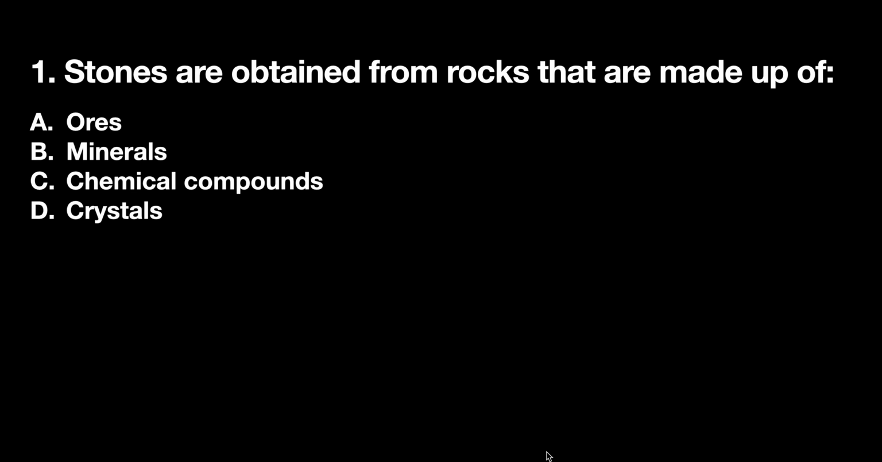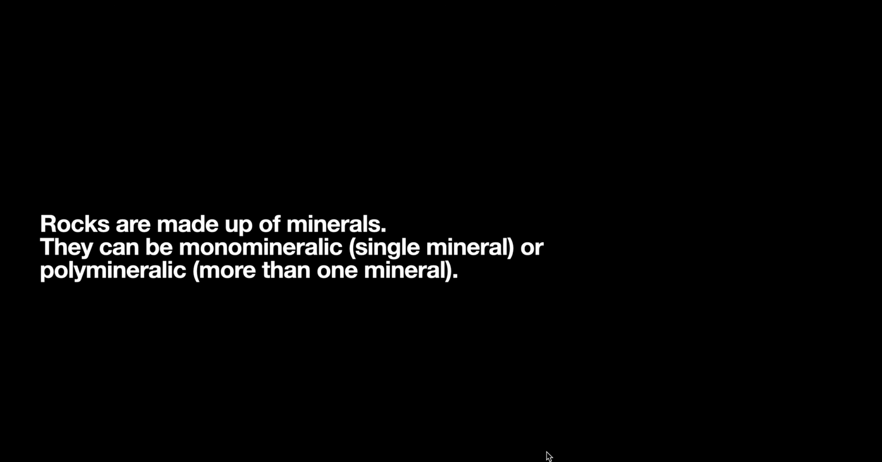So coming to the question: stones are obtained from rocks that are made up of option A ores, option B minerals, option C chemical compounds, option D crystals. Correct option, answer B, minerals. The rocks are made up of minerals. They can be monomineralic, that is single mineral, or polymineralic, that is more than one mineral. You may get questions from this side also.